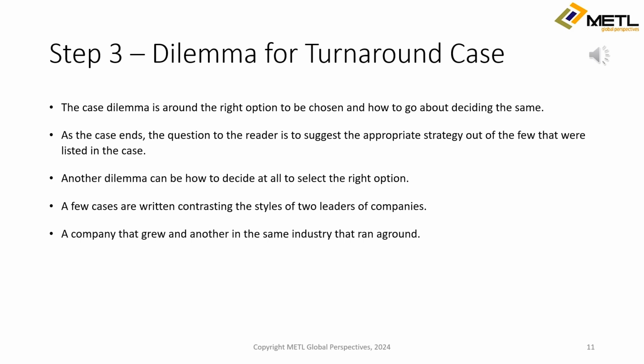Step 3. Dilemma for the turnaround case. The case dilemma is around the right option to be chosen and how to go about deciding the same. As the case ends, the question to the reader is to suggest the appropriate strategy out of the few that were listed in the case. Another dilemma can be on how to decide at all to select the right option. What can be the criteria underlying that?